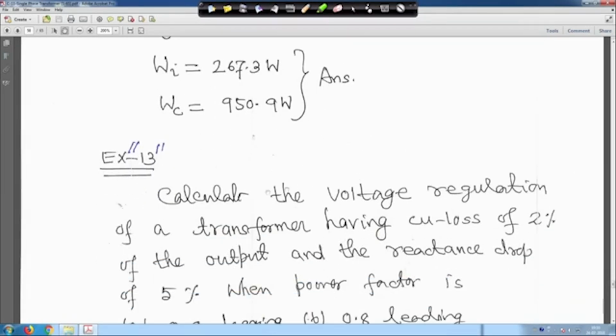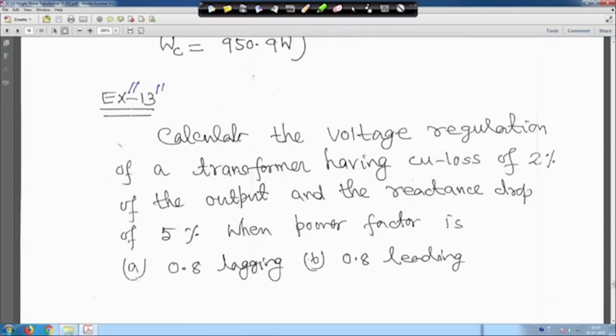Here next you will solve it. I have made a double dash, that is, it is not an example, it is an exercise for you. You have to calculate the voltage regulation of a transformer having copper loss of 2% of the output and the reactance drop of 5% when the power factor is 0.8 lagging and 0.8 leading. You will use that regulation formula accordingly. The answer is not given, but you will solve it.